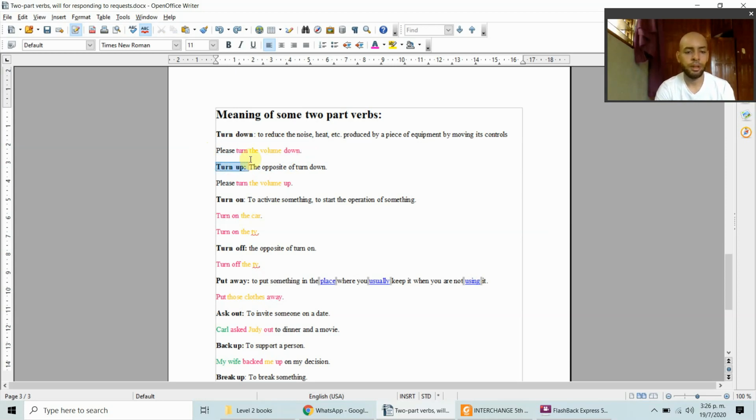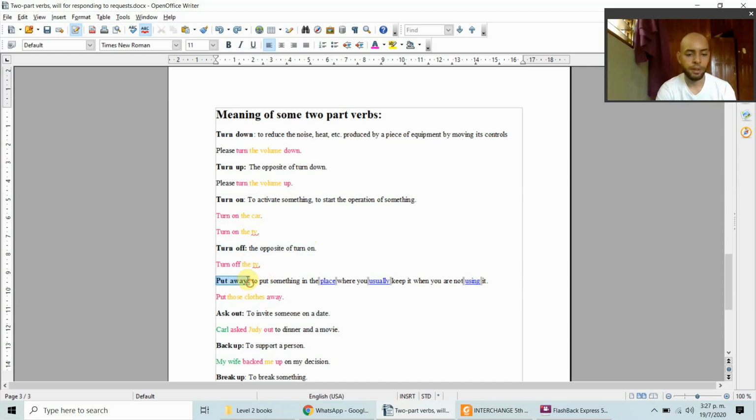And turn up. Turn up is the opposite of turn down. It's to make it higher, the noise or the heat. Please turn the volume up. Right, to raise the volume of a radio or a TV or something else. Turn on. To activate something, to start the operation of something. For example, turn on the car, to start the car. Turn on the TV, to start the TV. And turn off is the opposite of turn on. Turn off the TV, to stop using the TV.